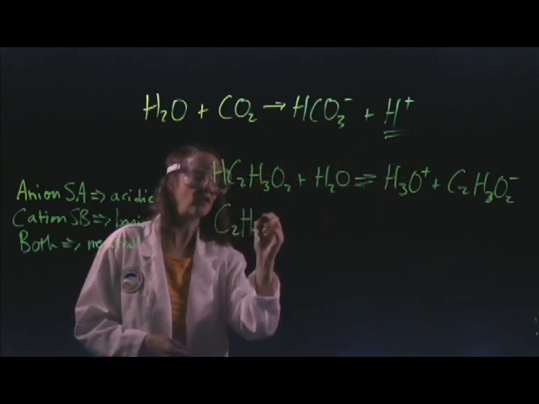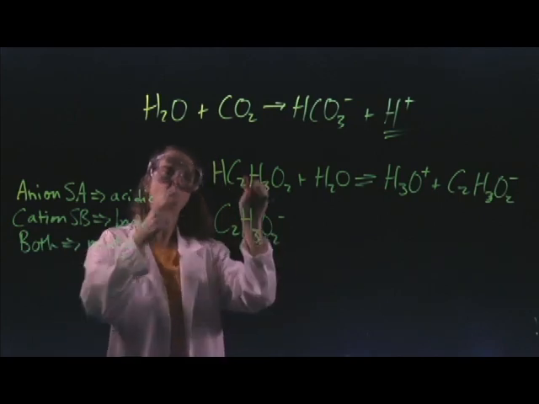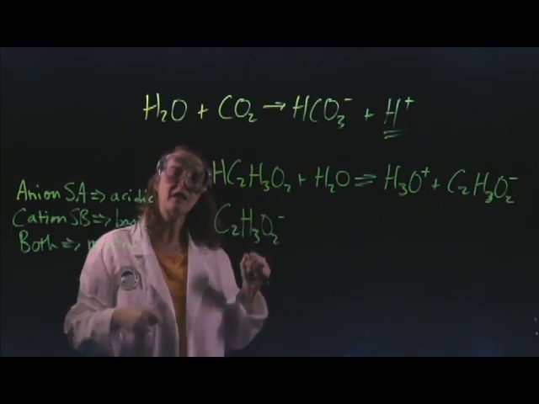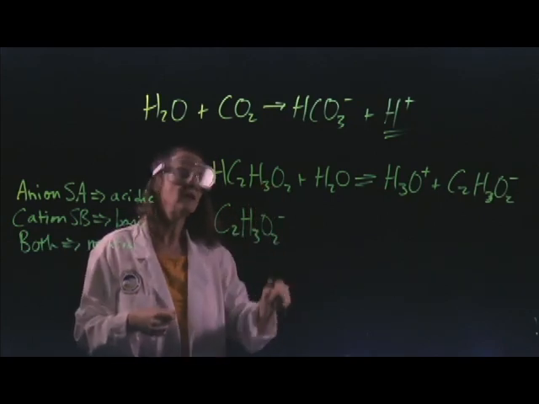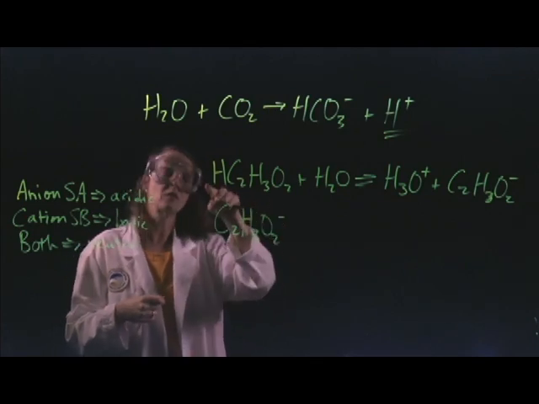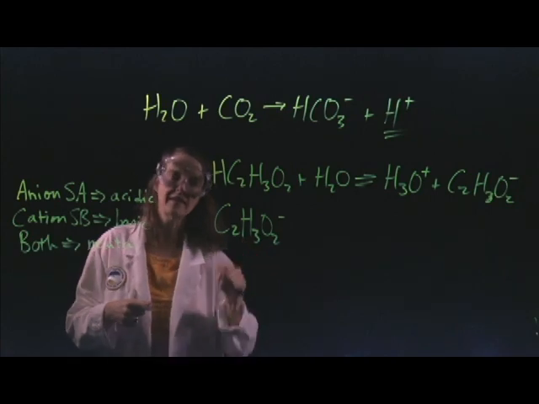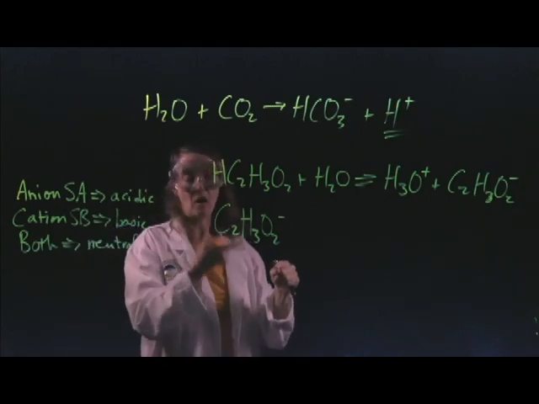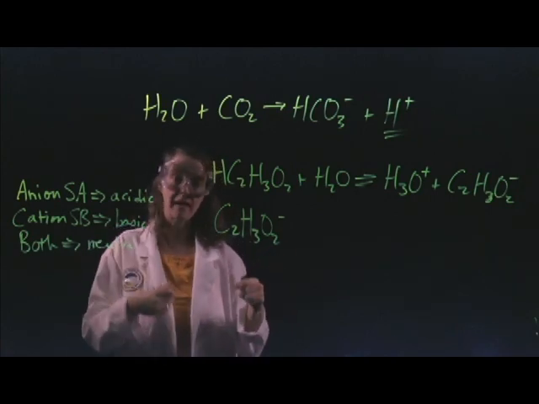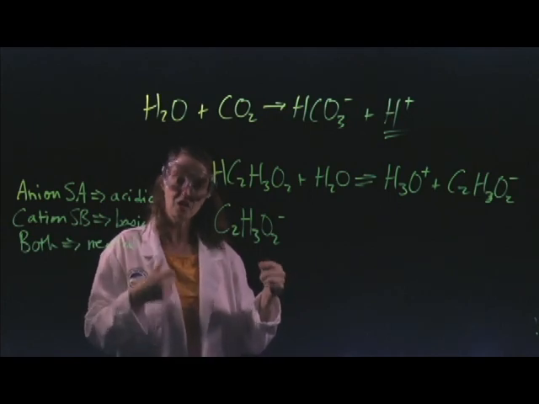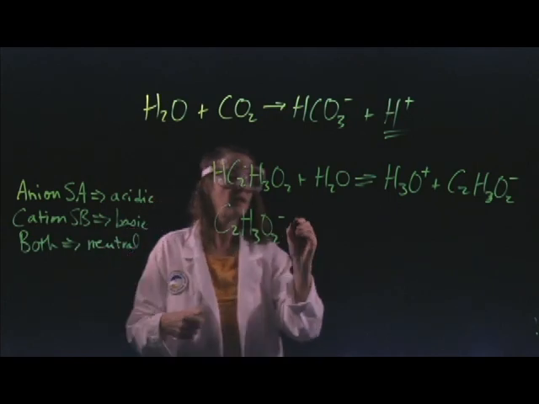Remember that a buffer contains a weak acid with a significant amount of its conjugate base. So in an acetic acid buffer system, we're talking about acetic acid with a significant amount of acetate ion, often coming from something like sodium acetate or potassium acetate, some soluble acetate salt.